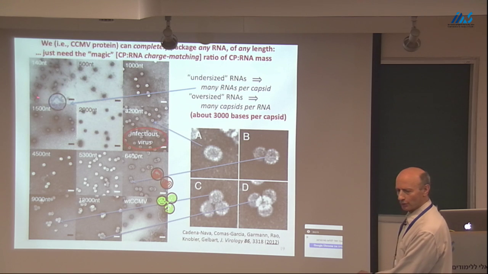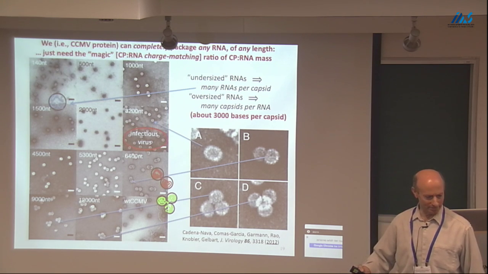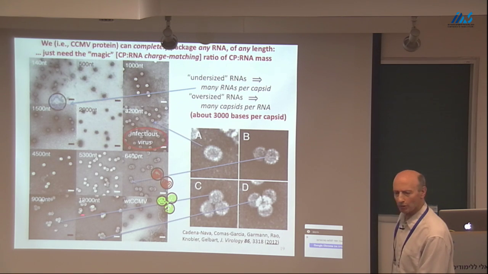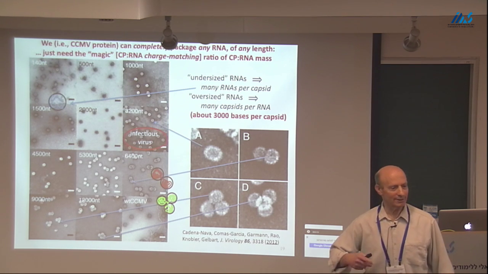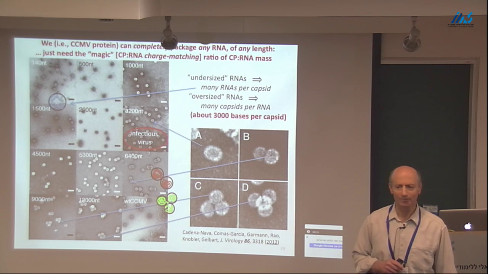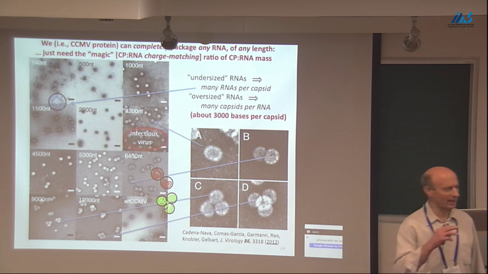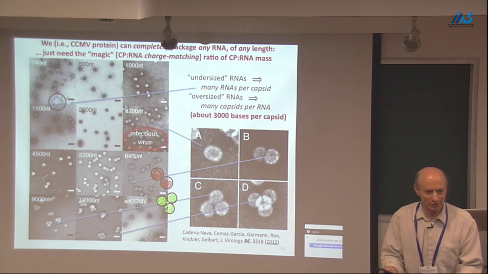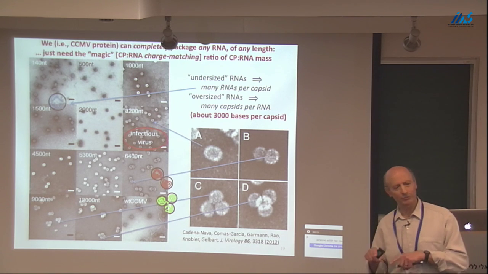If you take much shorter RNA, you still get the same T equals 3 capsids, but you have many copies of the RNA inside. If you take much longer RNA, you still get T equals 3 capsids, but each molecule shares two or more capsids. So you have what we call multiplets. So it's clear that the capsid protein strongly prefers to aggregate in two dimensions with a certain curvature. Okay? That's the evolution of the virus, to have its RNA preferentially packaged.